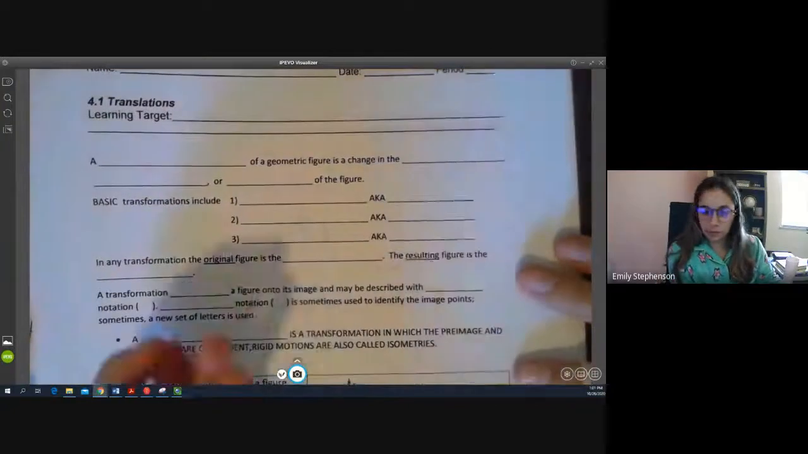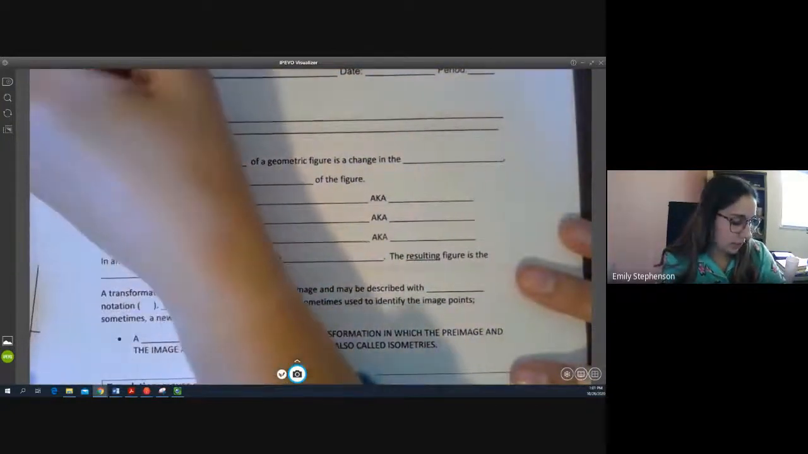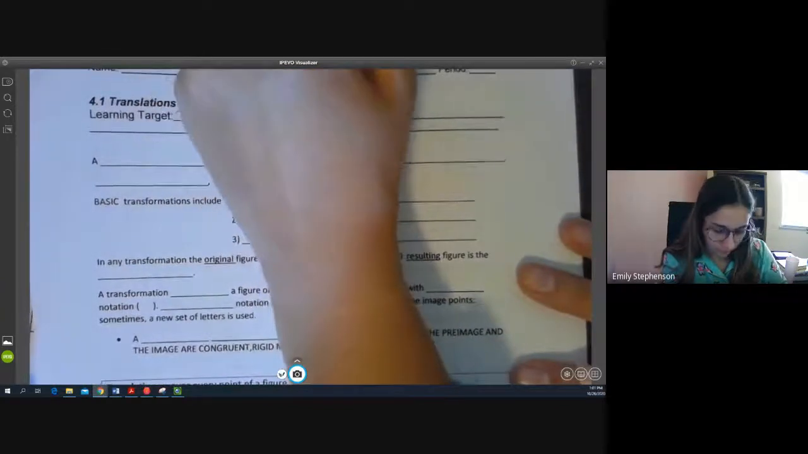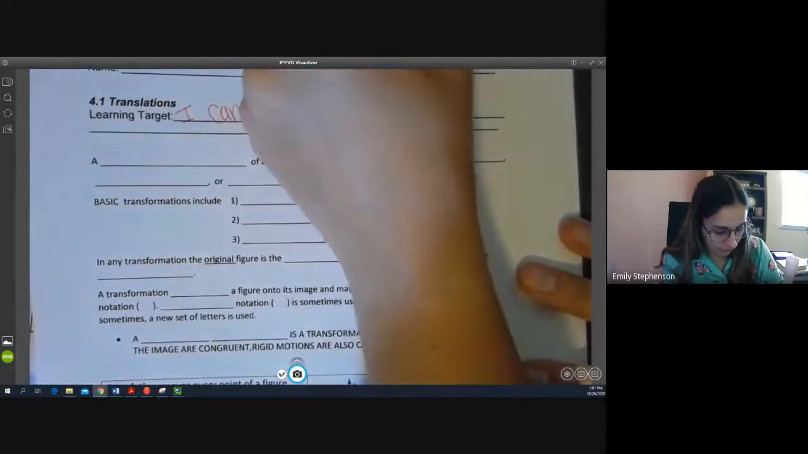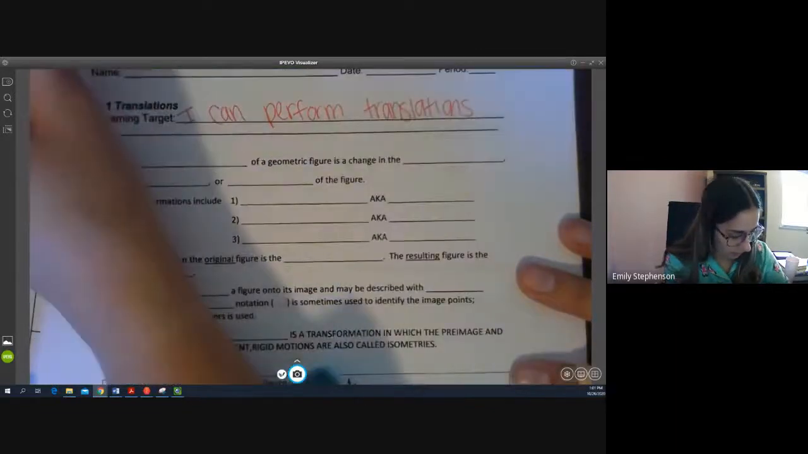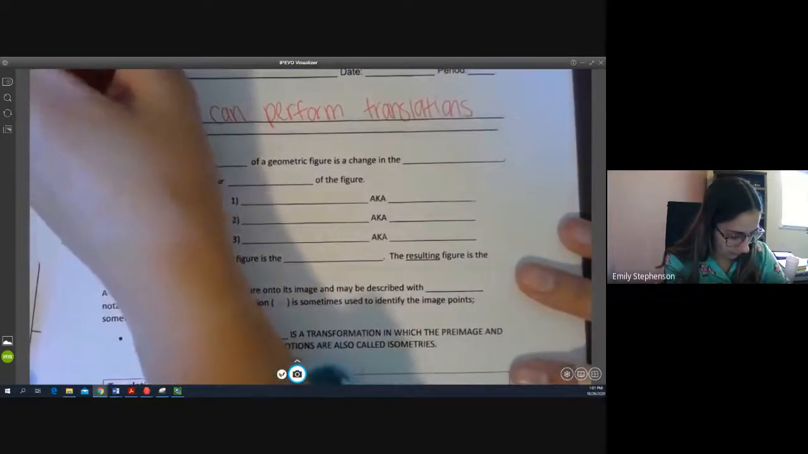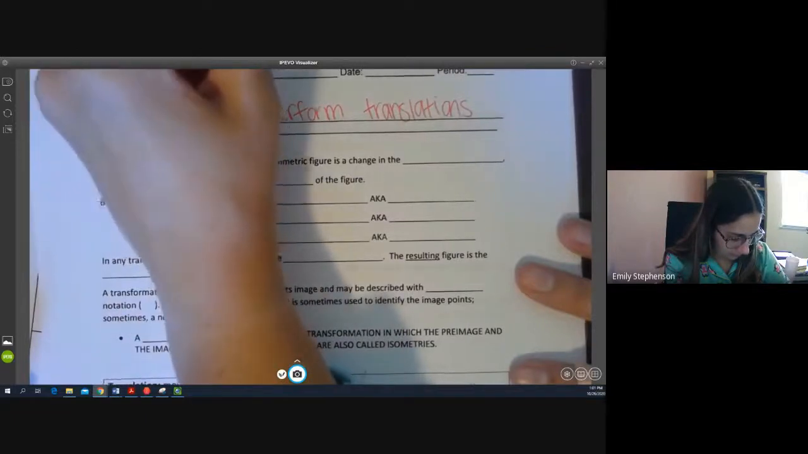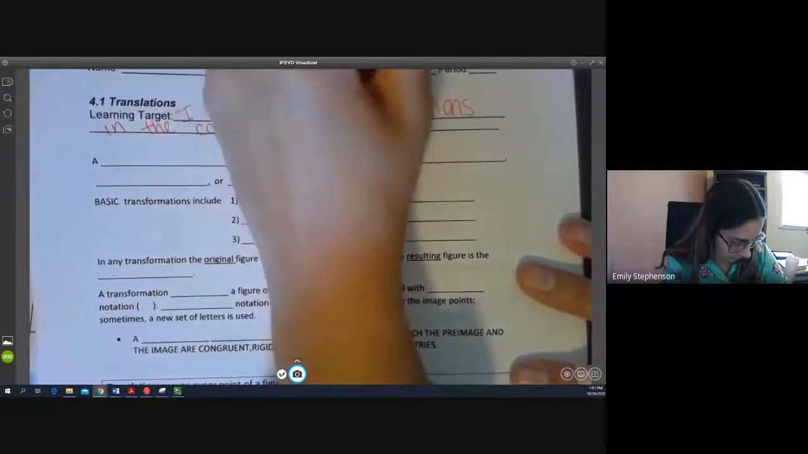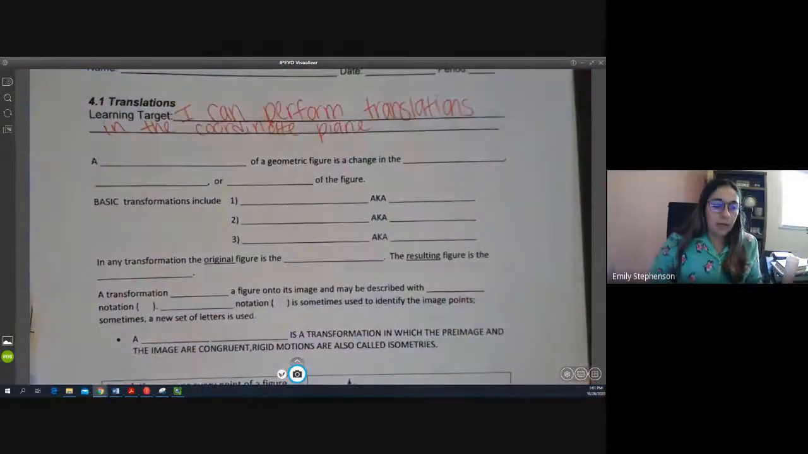So 4.1 translations, the learning target is: I can perform translations in the coordinate plane. So I can perform translations in the coordinate plane.